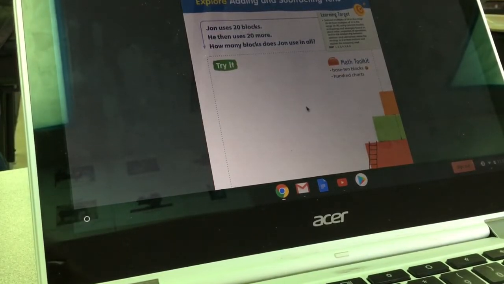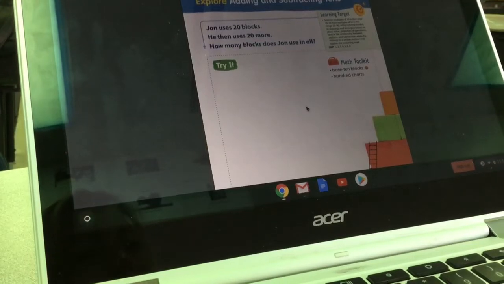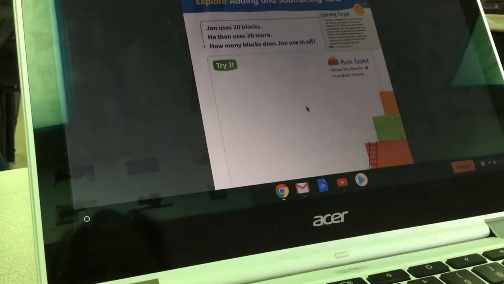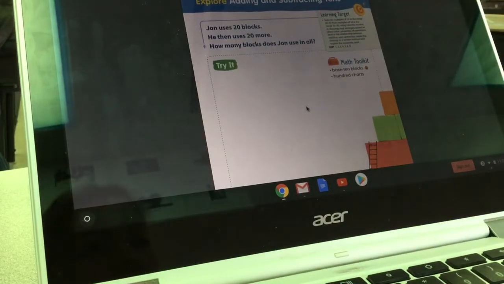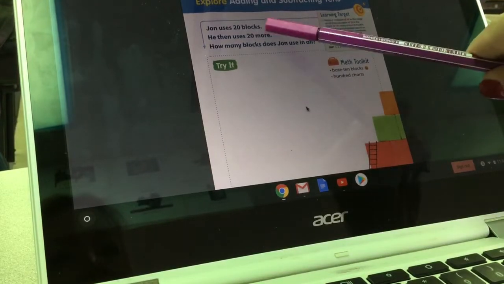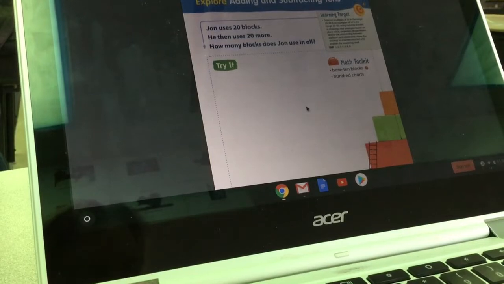All right, in all, those are big keywords, friends. Those words tell us that we are going to add. When we're doing in all, we're combining groups. So we're going to take a look at John's blocks. Now, we could draw 20 individual blocks and then 20 more, but we know that an easier, quicker, better way is by drawing tens. So let's think, how many tens would we have to draw to get his first 20 blocks? How many tens? We would need 2 tens.